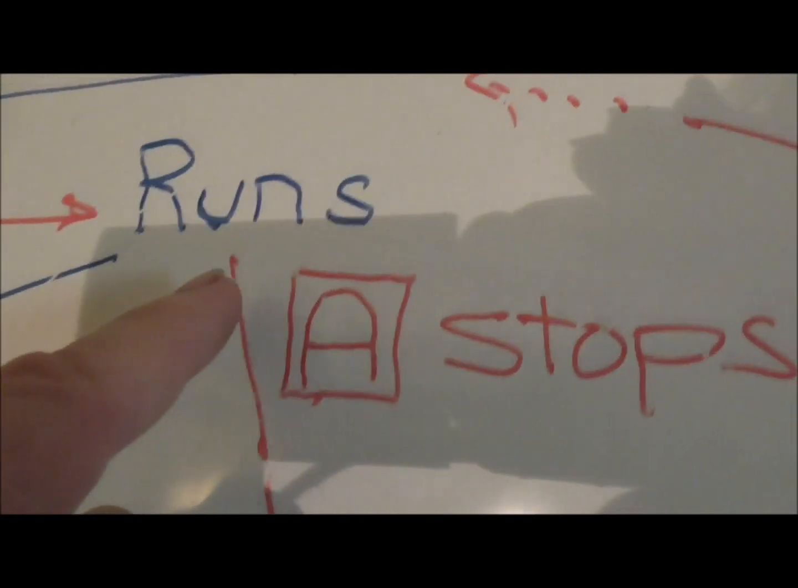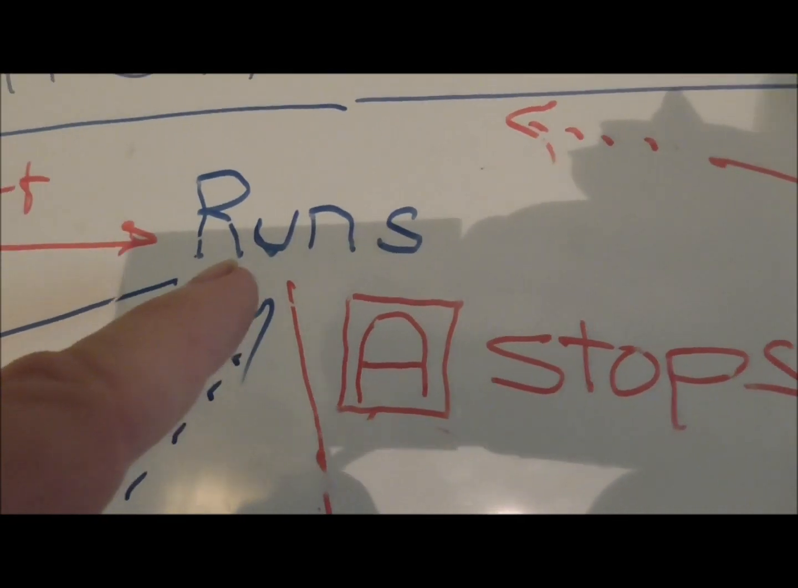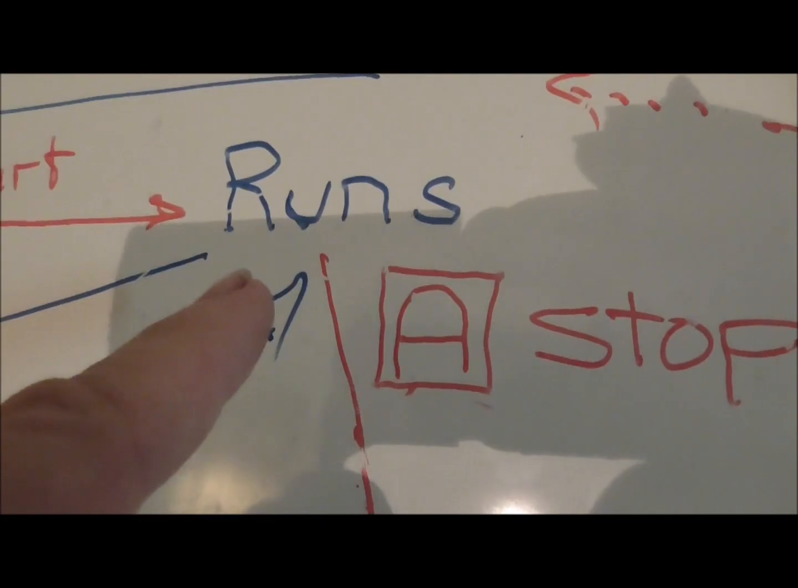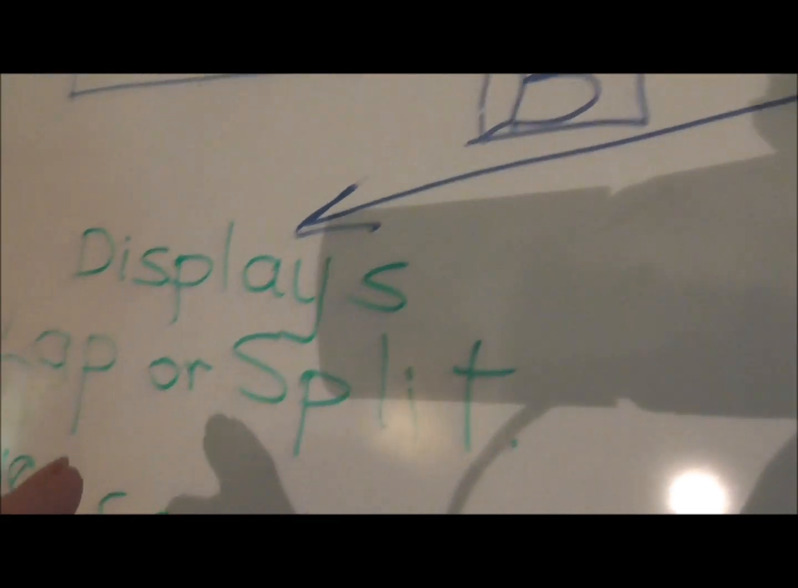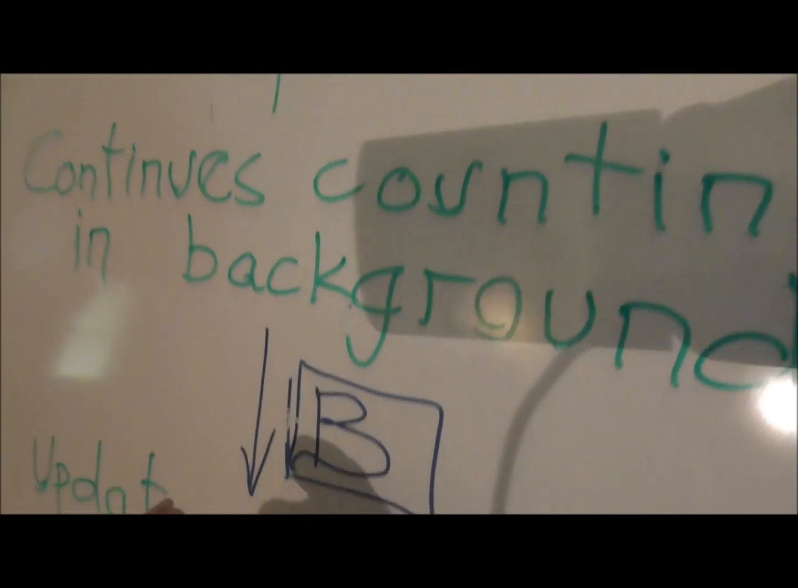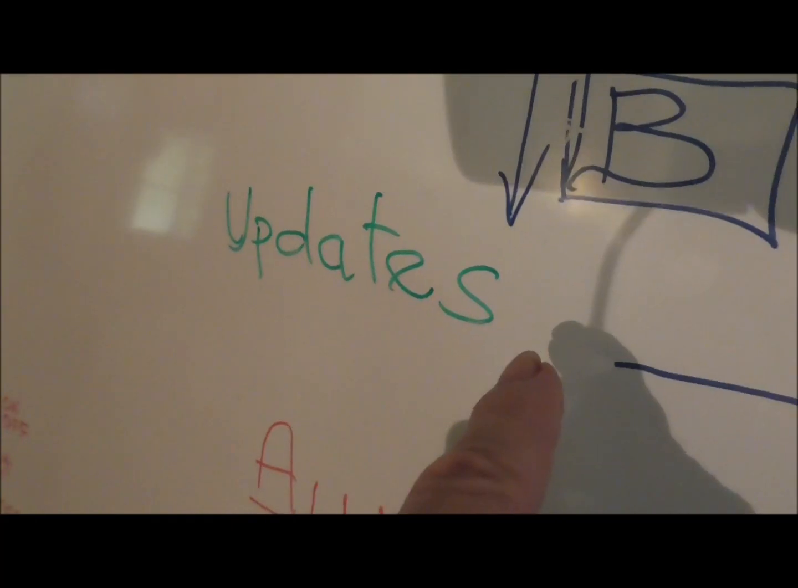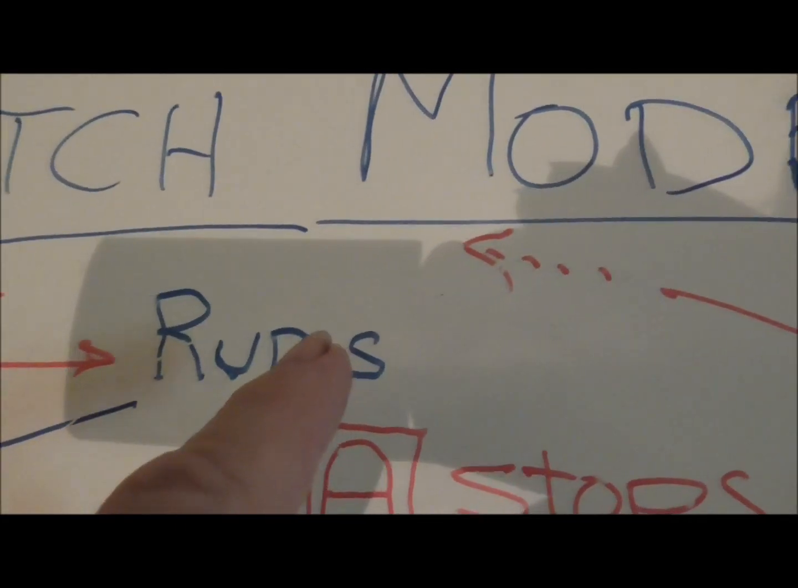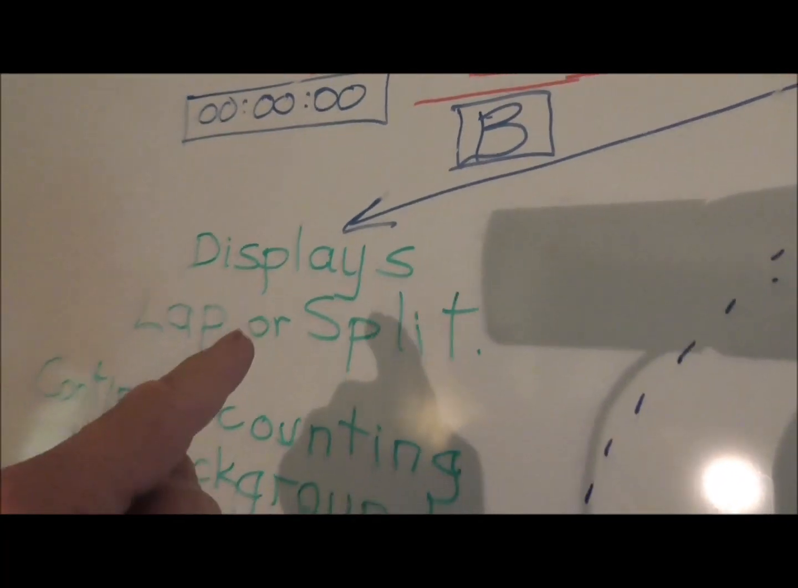So if you're a coach, you might do this. You'll press button B, get your lap time, press button B to get it to resume, to update, because it's been running in the background, update, and back to run. A coach will be going around here.